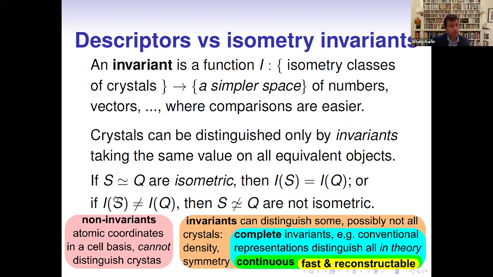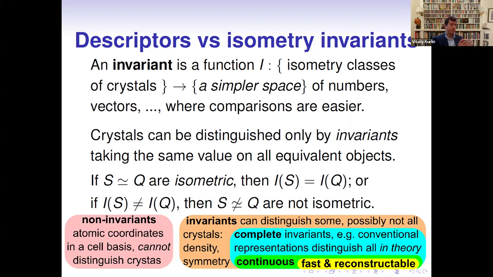If an invariant takes different values on some periodic point sets, then by definition of this invariant, the crystals should not be isometric. Why? Because if they are isometric, the value should be the same. But we know the values are different. That's why the underlying crystals should be different. So we have 100% certainty. If you have a non-invariant, we cannot make this conclusion at all.